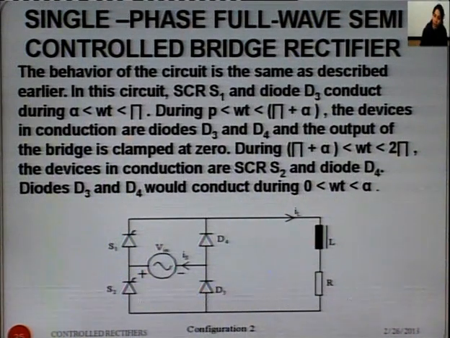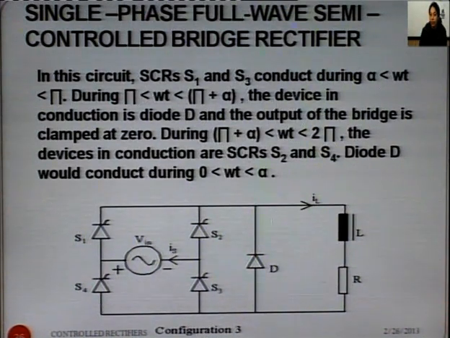During the positive half cycle, S1 and D3 will conduct, and during the negative half cycle of the AC voltage, S2 and D4 will conduct. Further, the conduction depends on the firing angle: during the positive half cycle it depends on the firing angle of S1, and during the negative half cycle it depends on S2.